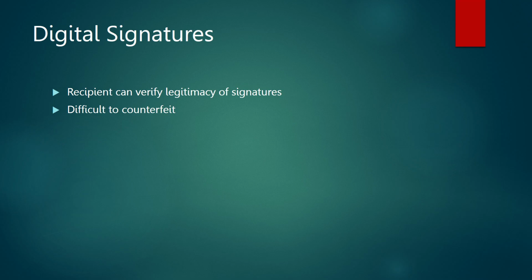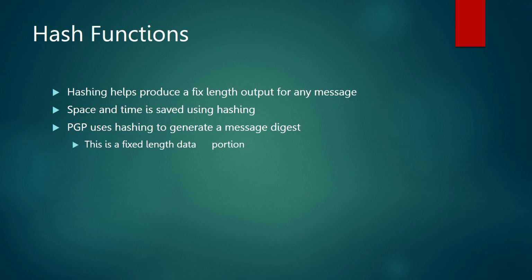With signatures covered, I want to talk about hashing and the hash functions of PGP. So hashing will help you produce a fixed length output for any message. So that'll save you a lot of space and time. And PGP uses hashing to generate a message digest, which is a fixed length data portion. And we'll get into that.